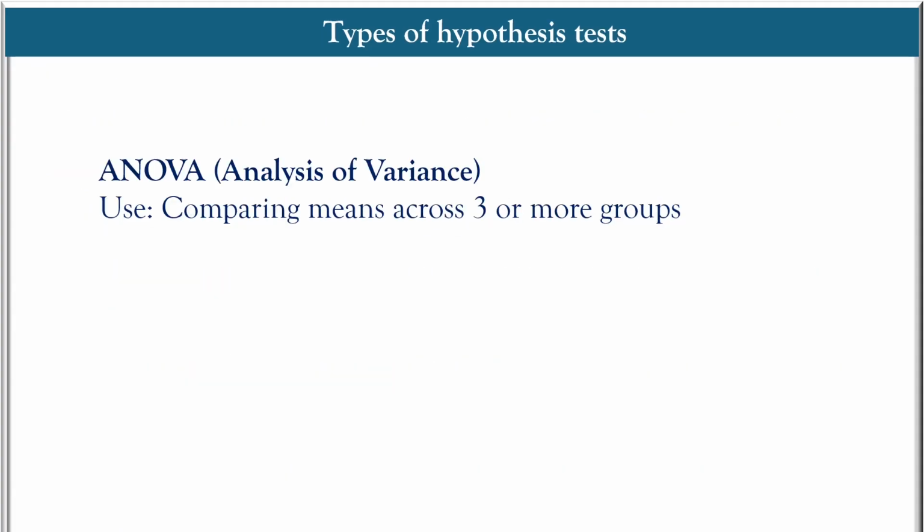We also have the ANOVA, or analysis of variance, which is used to compare means across three or more different groups. Then we have the chi-square test, which is used to check whether there's a relationship between qualitative variables. We also have other types of hypothesis tests. We will look at each one of these, the major ones that we've mentioned here, in subsequent lessons.